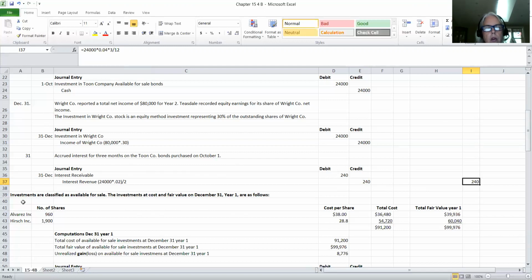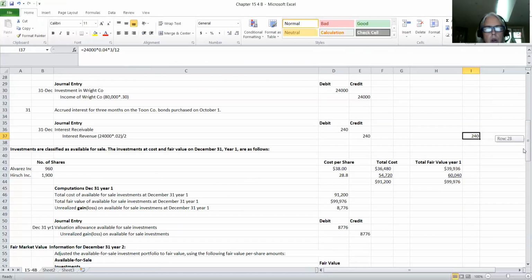In the next part, they have given you some information about the investments. They're telling you that the investments are classified as available for sale investments, and the investments at cost and fair values on December 31st of year one are as follows. So notice these journal entries were all for year two, but we have to know what happened in year one to be able to keep up with the fair value at the end of year two. So they've given you this information in the problem.